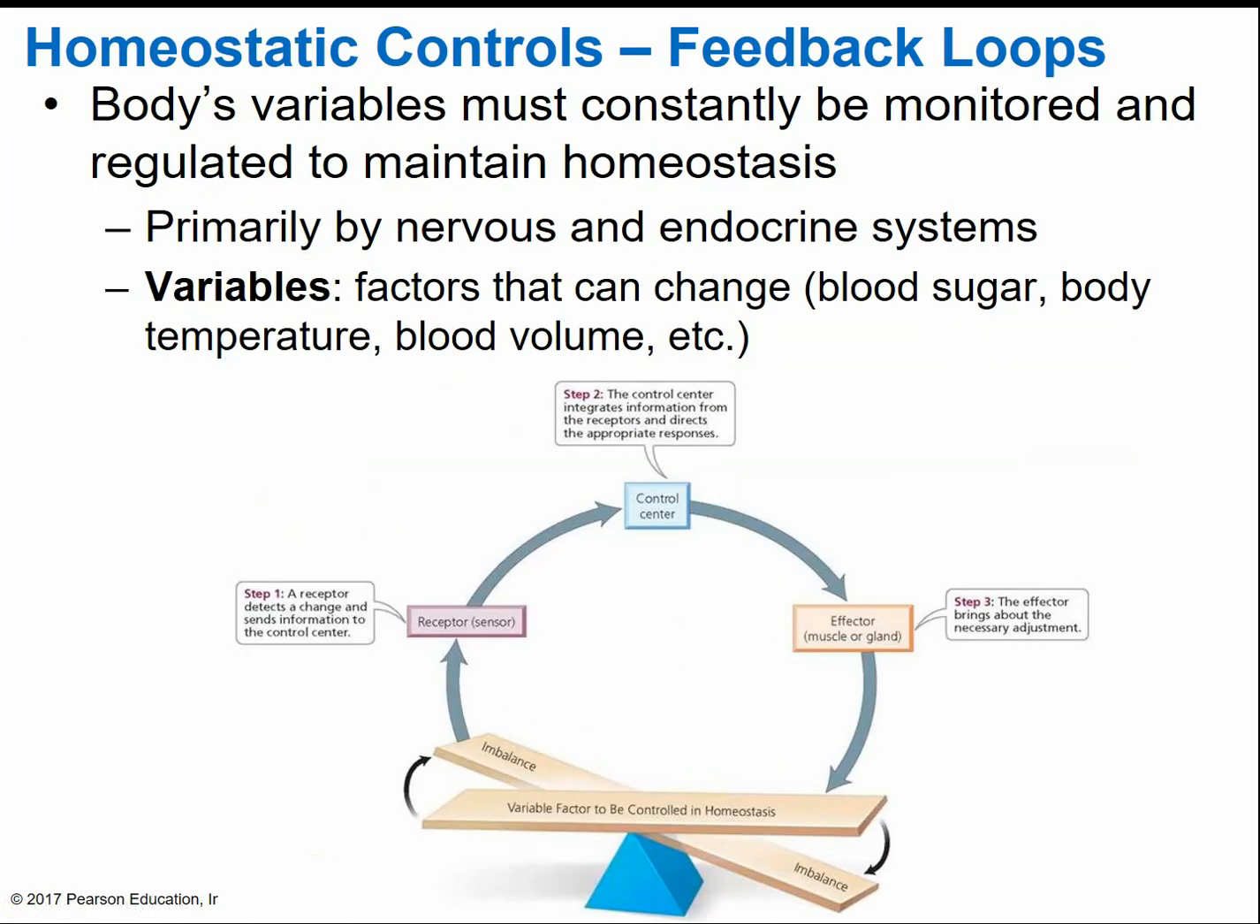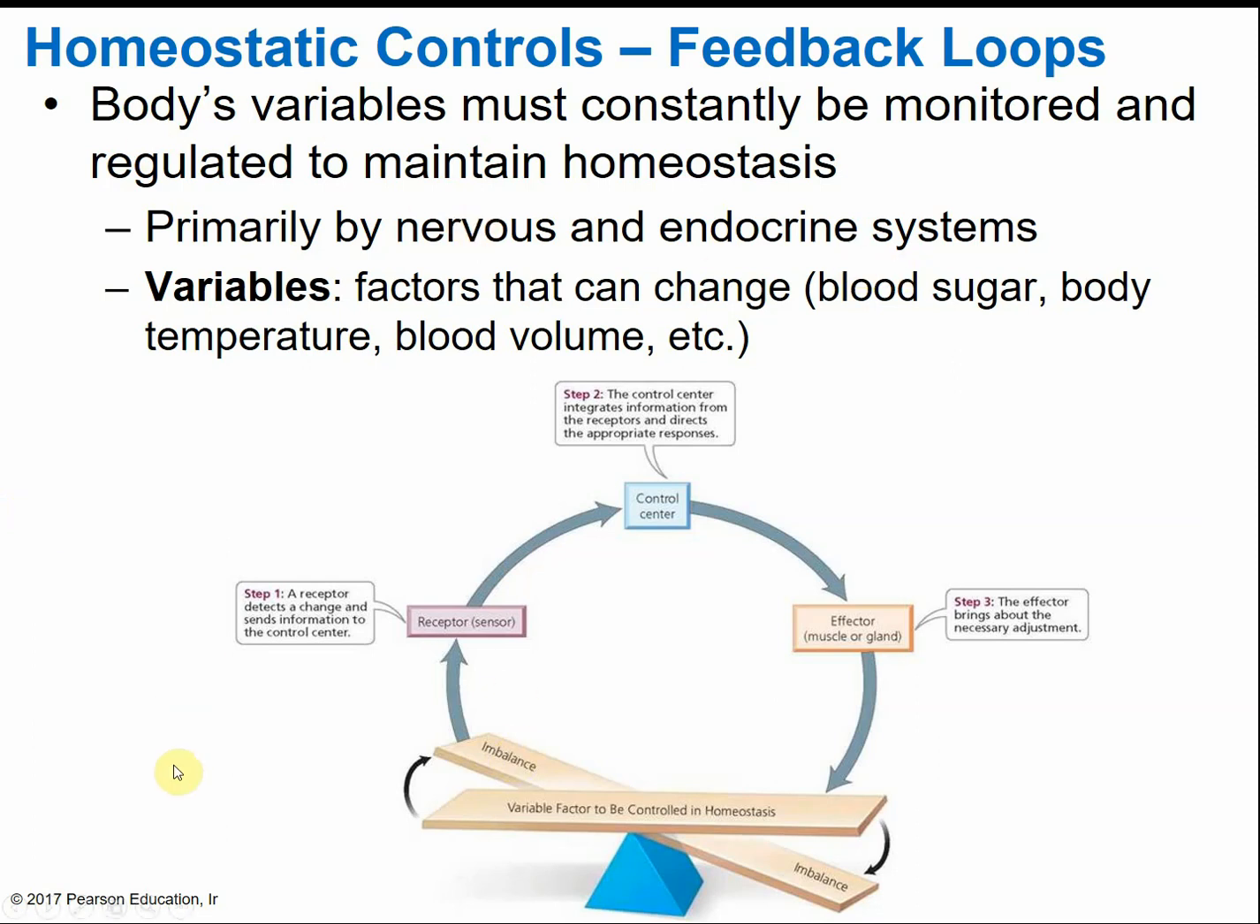So our homeostatic controls of the body are called feedback loops. There are different variables in the body that have to be constantly monitored and regulated to maintain this homeostasis. A variable is anything that can vary or anything that can change. So things like blood sugar, body temperature, blood volume, different ion concentrations in the blood, chemical composition of the blood, right? All of that can vary. These variables are primarily regulated and controlled by the nervous system and the endocrine system.